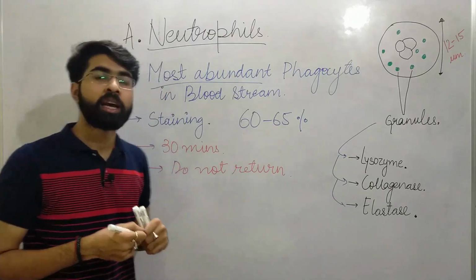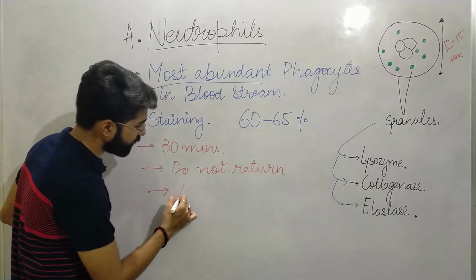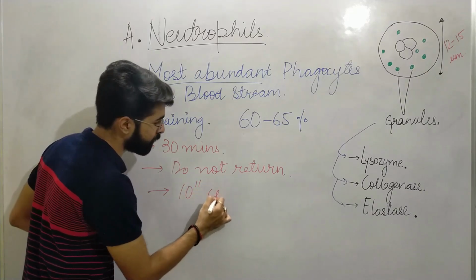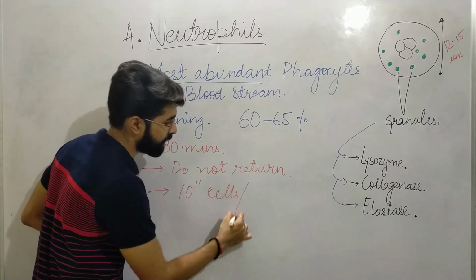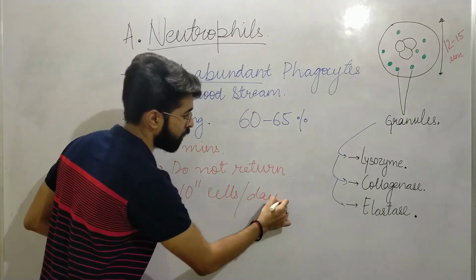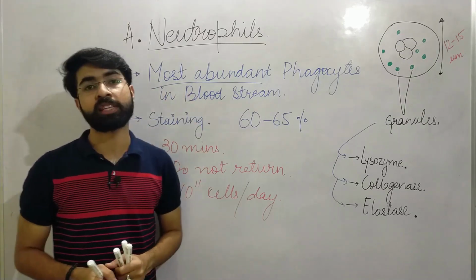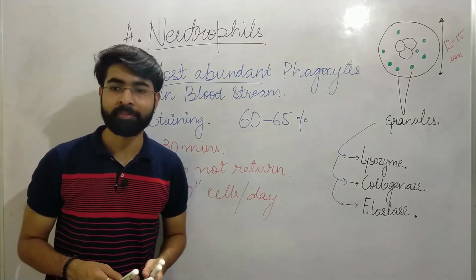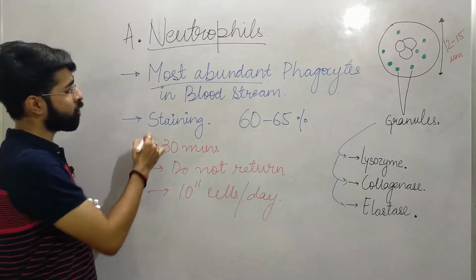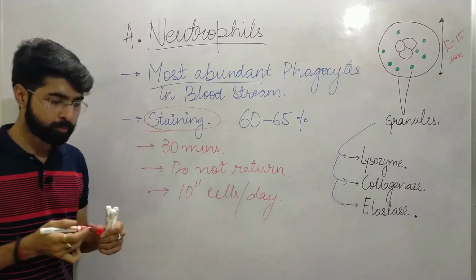On an average, 10 to the power 11 neutrophil cells are produced per day in a human body. Let us also talk about the staining characteristics.